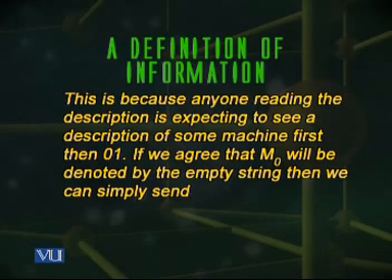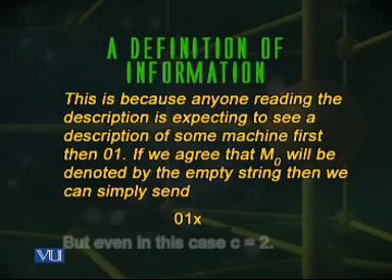Hence, if we agree that M0 will be denoted by the empty string, then we can simply send 0, 1 followed by X. But even in this case, as you see, the constant actually turns out to be 2. It's not 0. Why is that? Well, roughly, when we are sending the machine M0, we are trying to tell our friend on the other side that we have performed no encoding.